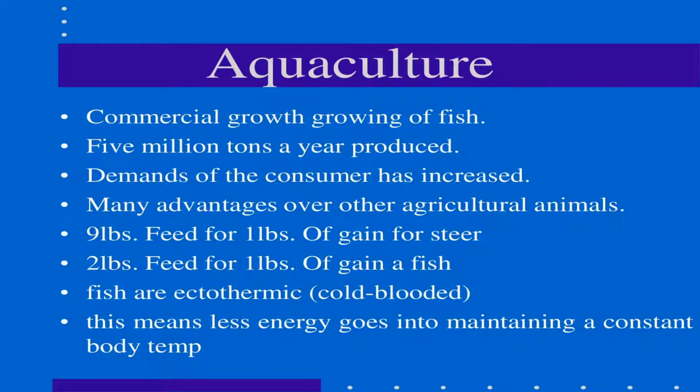Also, commercial growing of fish, 5 million tons a year can be produced through fish farming. Demands of the consumer has increased. Many advantages over other agricultural animals. Fish are ectothermic, that is cold-blooded. You all know that fish are ectothermic. This means less energy goes into maintaining a constant body temperature.